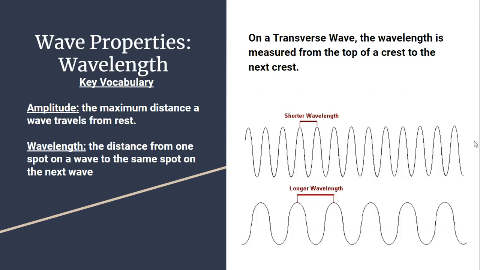In this example, you can see two different transverse waves. The top one has a shorter wavelength because there's less distance between the crest of one wave to the crest of the next wave. The bottom example has a larger distance between the two crests of waves.